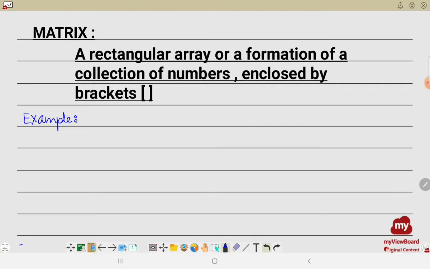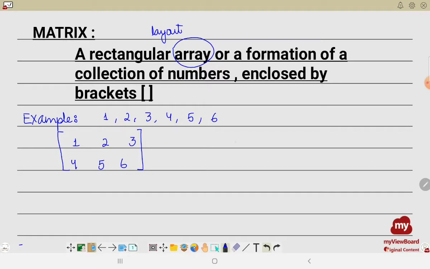A rectangular array. Array means the arrangement, or you can say the layout. A rectangular array or a formation of a collection of numbers enclosed by these square brackets. So if the numbers are orderly arranged in some proper manner, we can say these are aligned in the form of matrices. Let's say, for example, we have 1, 2, 3, 4, 5 and 6. These are the numbers. When we arrange them properly like this, 1, 2, 3, 4, 5, 6, and then we enclose these numbers in these square brackets, a matrix is formed.